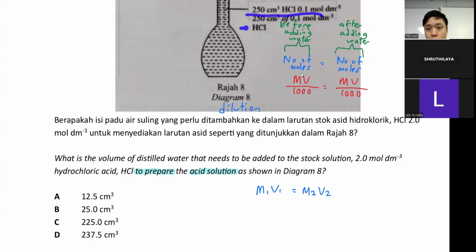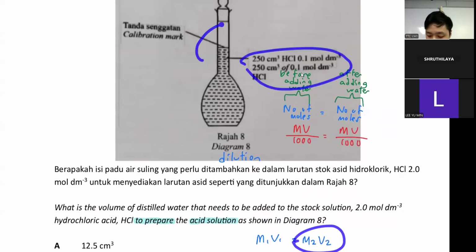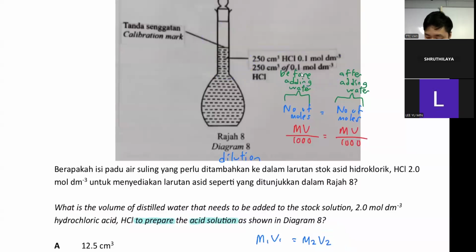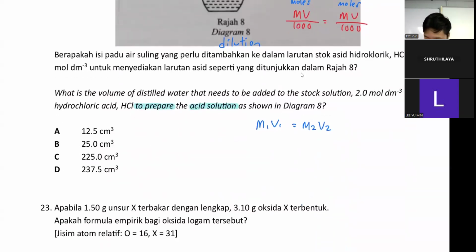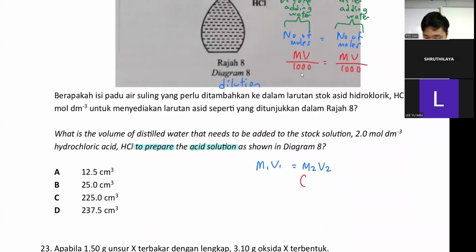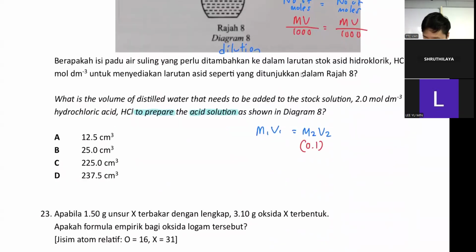Result, prepare something to get the result. So here, to prepare it means you have V2 and M2. V is volume, M is molarity. They give you that molarity is 0.1 mol per cm cube. Volume is 250 cm cube. So you can already substitute: M2 is 0.1, V2 is 250.